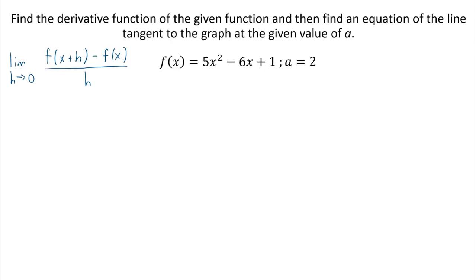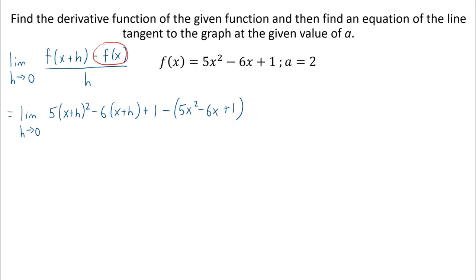We know that the derivative of a function is equal to the limit as h approaches 0 of f of x plus h minus f of x all over h. To find f of x plus h, wherever we see an x in the original function, we substitute in x plus h. So that gives us 5 times the sum x plus h squared minus 6 times the sum x plus h plus 1. Minus f of x is equal to minus the entire f of x. So minus 5x squared minus 6x plus 1. And that's all over h.